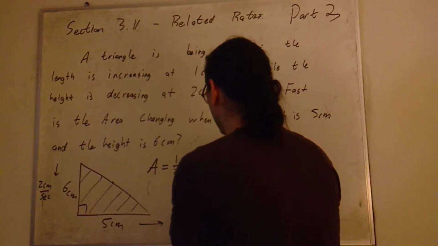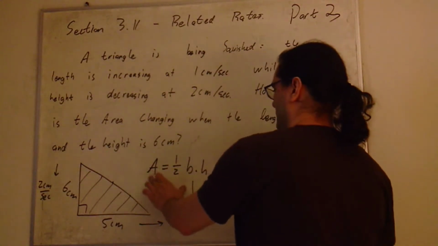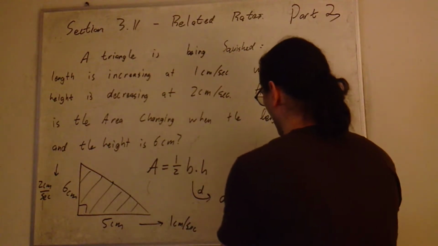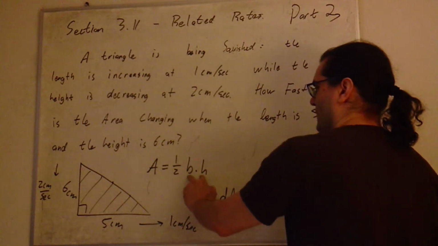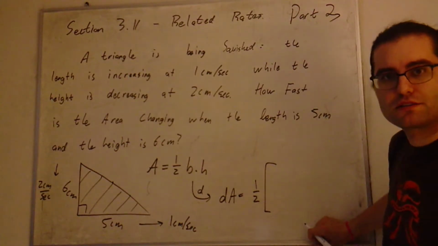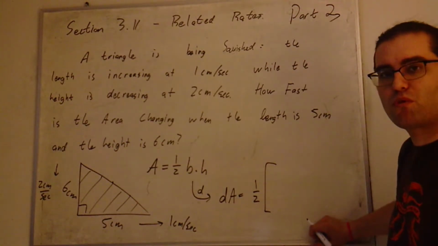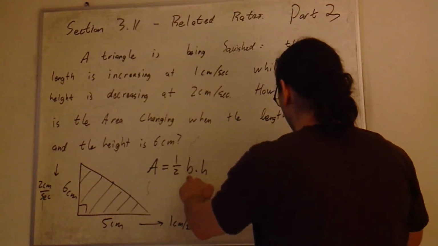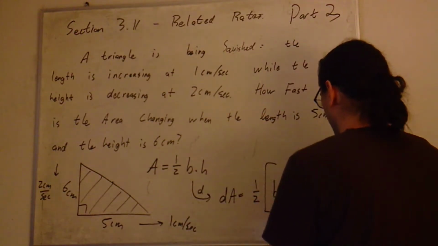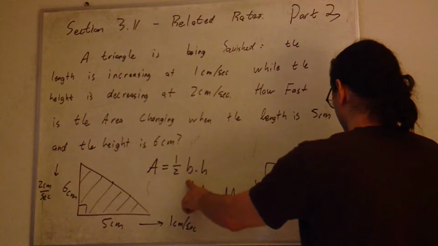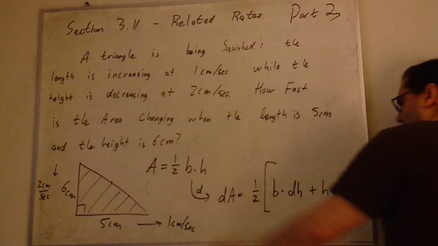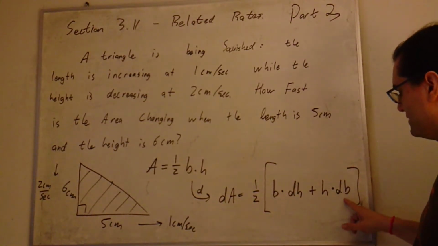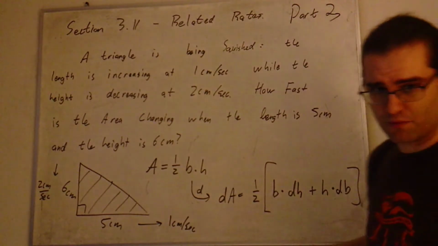The derivative of this whole situation should give me, derivative of A is dA. 1/2 is a coefficient that can hang out. b times h is a product. That means that for this we have to use the product rule. So first times the derivative of the second plus the second times the derivative of the first. This is base times dh plus height times db. This is the equation I need to be working with.